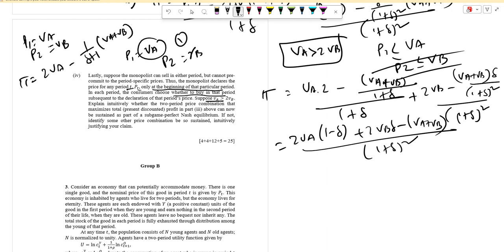So to find the combination, in period 1 he will do exactly the opposite, VB, and in period 2 he will do VA. So this combination maximizes the total discounted profit and can be sustained as a part of a sub-game perfect Nash equilibrium. And that's the end of this question.